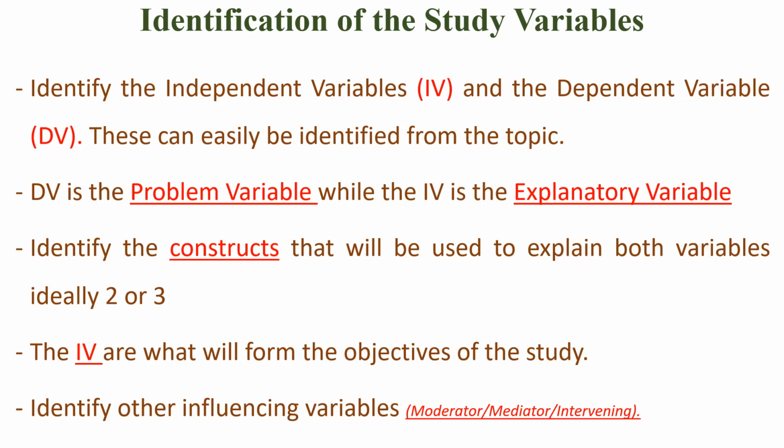Once you've identified those two, the independent variable and the problem variable, you then go ahead to identify the constructs that will be used to explain the variables. Ideally, this should be 2 or 3, or you follow the guidelines either in your university or in your area of discipline. Or your study can also guide how many constructs you need to sufficiently and exhaustively explain your problem variable.